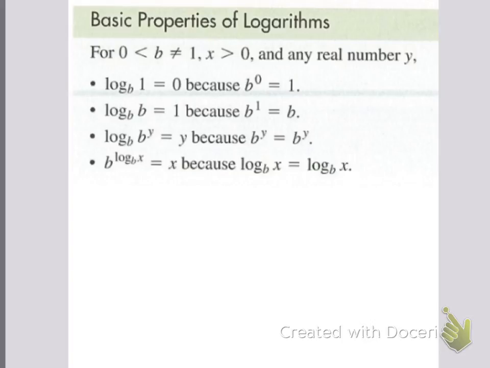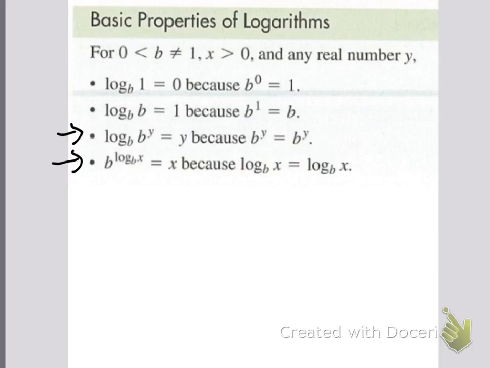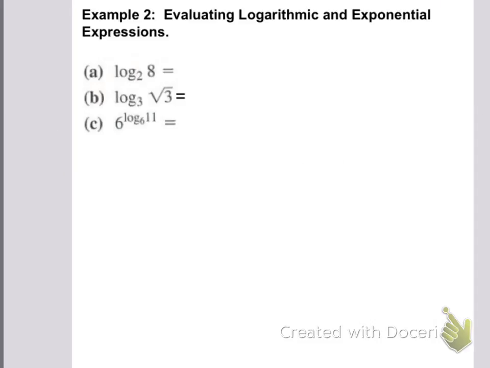All right, basic properties. This is important information. So the log base b of 1 equals 0 because b to the 0 equals 1. You can kind of see what happens here. The second to last one, we used for part B. I kind of gave you the long way, but that's the rule. These two rules you want to really lock in on.